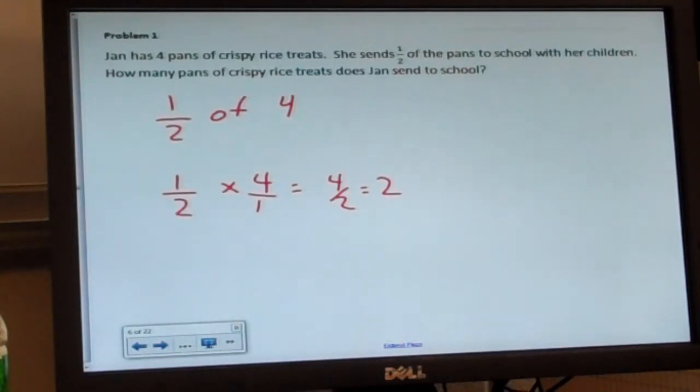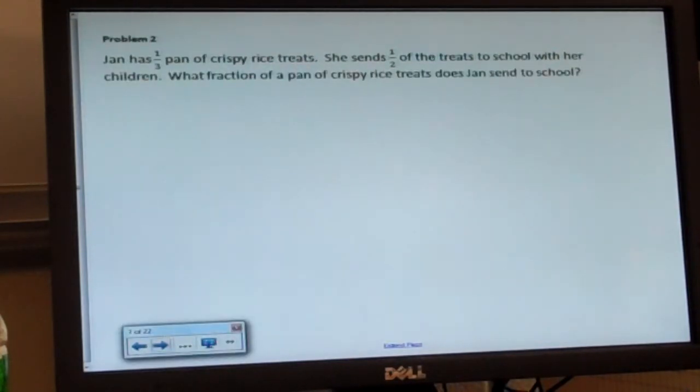Let's read another one. Who would like to read number 2? Jasmine? Anne has 1/3 pan of fresh Christmas trees and sends half of the trees to school with her children. What fraction of the pan of fresh Christmas trees is sent to school? So what is she starting with? How many Rice Krispie treats does she have to start? Michaela? 1/3. She has 1/3 to start, and she's sending half of those 1/3 to school.